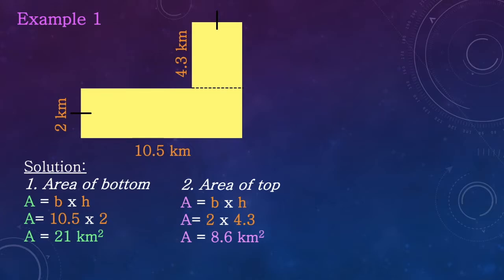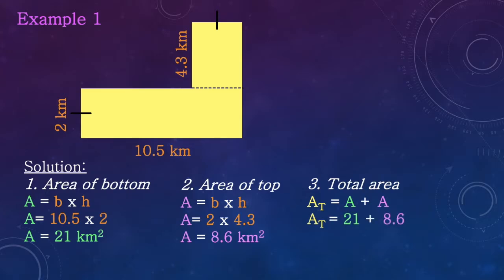Now our last step in all of these problems is to actually add these up. We're looking for total area, right? So again, area of the total shape is equal to my first area plus my second area, and we get an answer of 29.6 kilometers squared for this example.